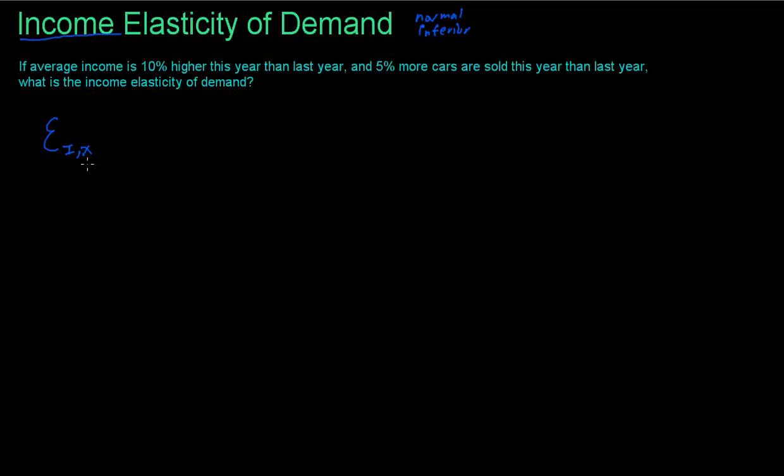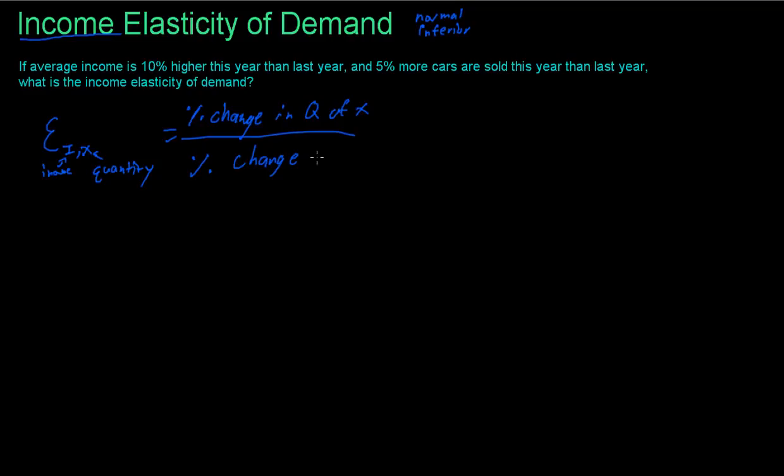So this is income, and that's all illegible income, but you know what I mean. And then this is the good whose quantity we are talking about. So this is simply the percentage change in the quantity of X over the percentage change in income.